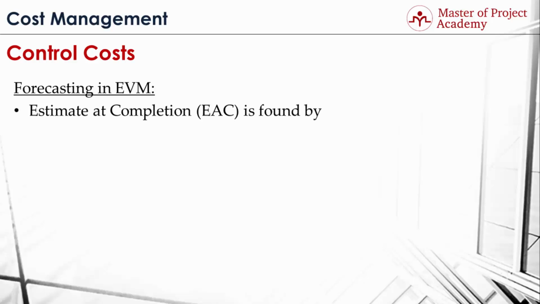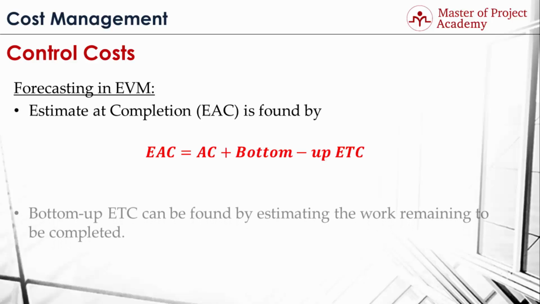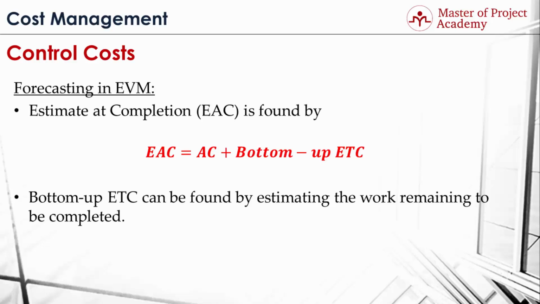Estimate at completion is found by aggregating the actual cost incurred till now in the project and the bottom-up estimate to complete value. Bottom-up ETC is actually a forecast about how much the remaining activities in the project will cost. Bottom-up ETC value can be found by estimating the work remaining to be completed. You can get the new estimation of project resources for the remaining activities in the project, and they can revise their previous estimations based on their experience in the project, and this will give a more realistic and up-to-date estimate at completion value.